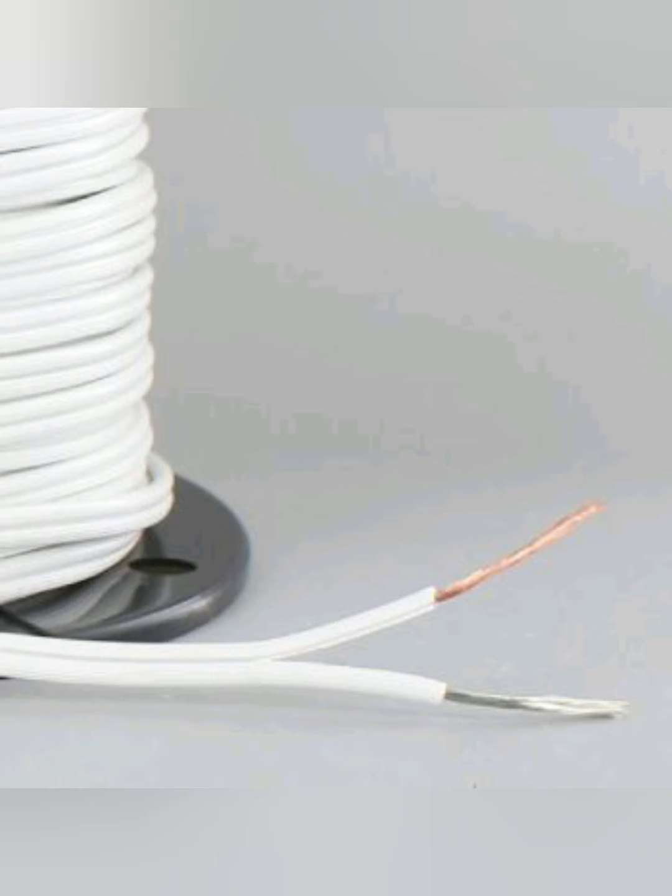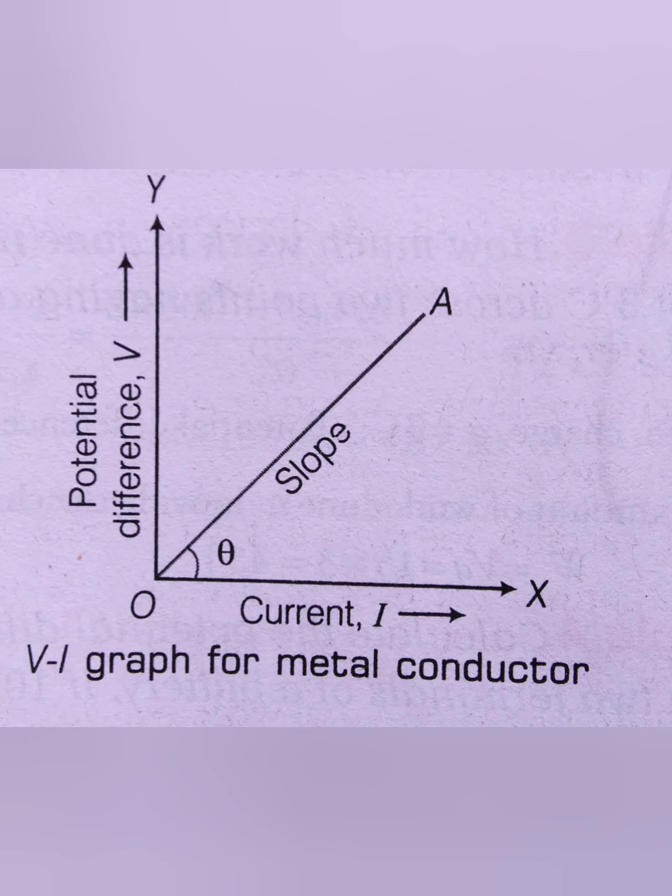Now let us consider a V-I graph, with V, the potential difference, taken on the y-axis and current I taken on the x-axis. For an ohmic conductor like a metal, the graph between the potential difference V and the corresponding current I is found to be a straight line passing through the origin.